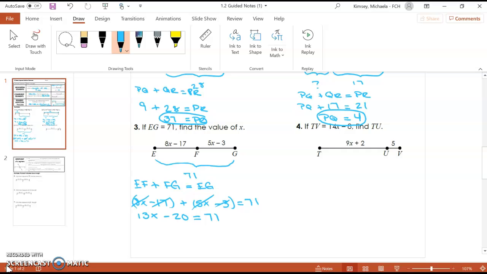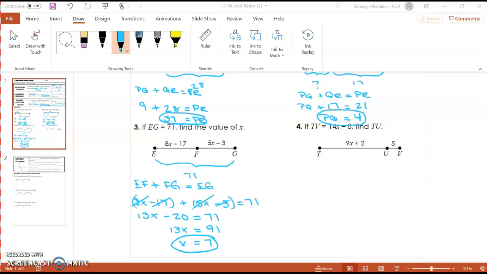And then now what we want to do, we're just solving equations here. We're solving for x. So I'm going to add 20 on both sides. When I do that, I get 13x equals 91. And I have 13 times x equals 91, so I want to divide by 13 on both sides. When I do that, I will get x equals 7. Okay. So now go ahead and pause the video. And for number 4, I want you to find x first, and then find TU.